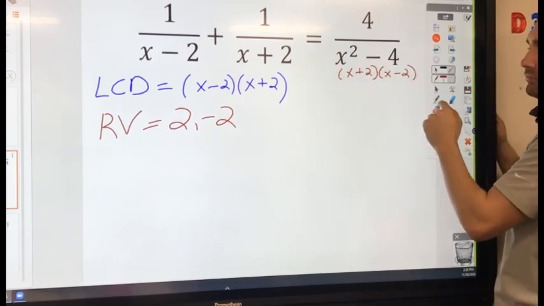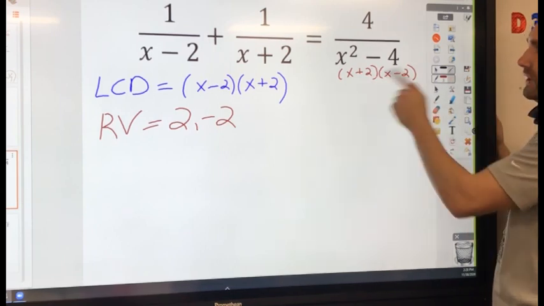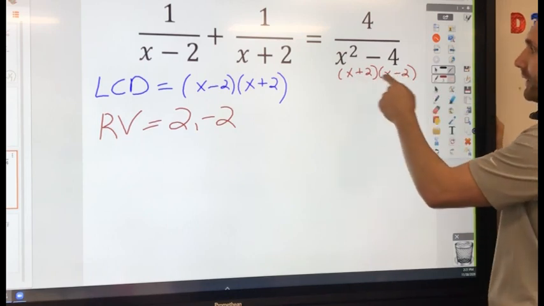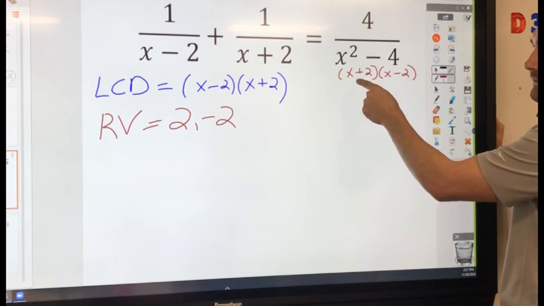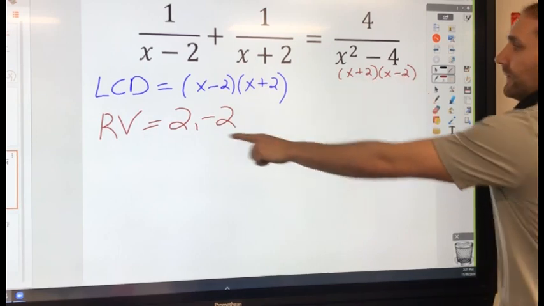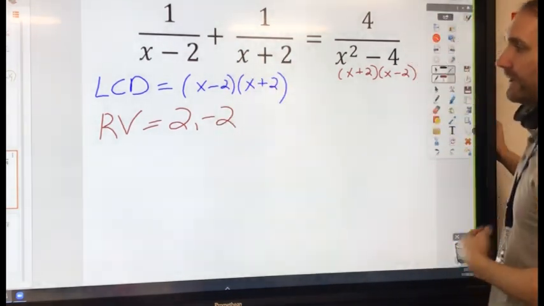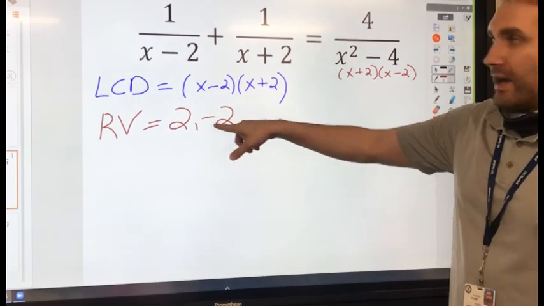0. No. Oh wait, look at each of these terms separately. We did this when we saw quadratics, the zero product property. What would make this one 0? X plus 2? A minus 2. X minus 2? Plus 2. So this actually contains the 2 that we already found here. Plus 2 and minus 2. Restricted values. So if I get any of these as my answer, I have to throw them away.